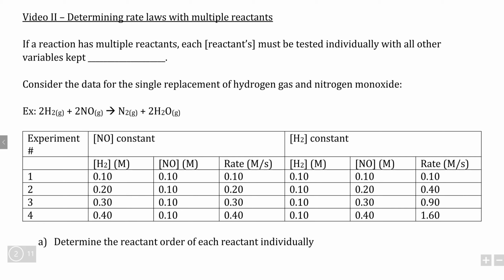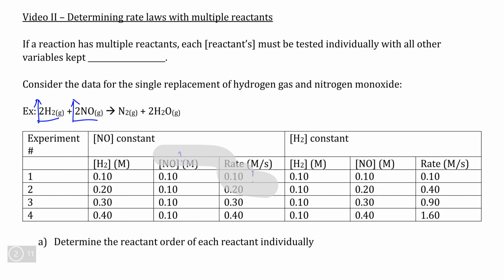In this video, we're going to look at how to solve rate law problems for reactions that have more than one reactant. The obvious problem that this presents is if we increase both of our reactants' concentrations, how do we know which of these concentrations is having an effect on the rate? And moreover, how do we know what the order of magnitude relationship is between each of the concentrations and the rate if we're changing two concentrations at a time?